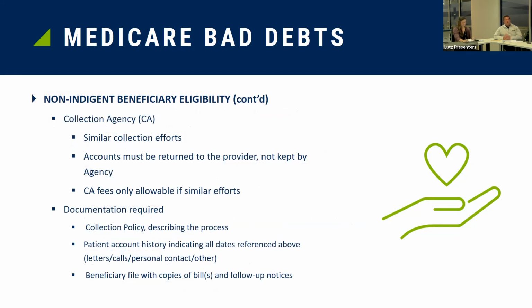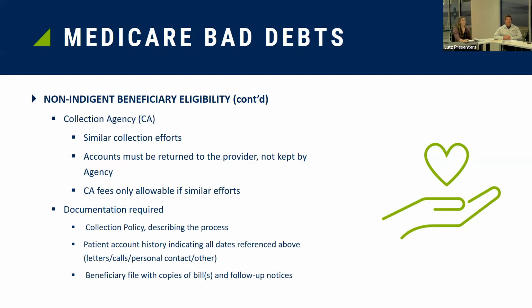So then again, I mentioned early in the common string thread, we're talking about collection agency, similar collection efforts. Accounts must be returned to the provider, not kept by the agency. This basically goes into the CMS logic or their thought process in that Medicare bad debts are not allowable until they're truly uncollectible. If the debt is still collectible or the agency is still working on it, then it's not truly uncollectible. So that's why they don't want you claiming it on your cost report at that point. It's only claimable on the cost report when it is truly uncollectible.